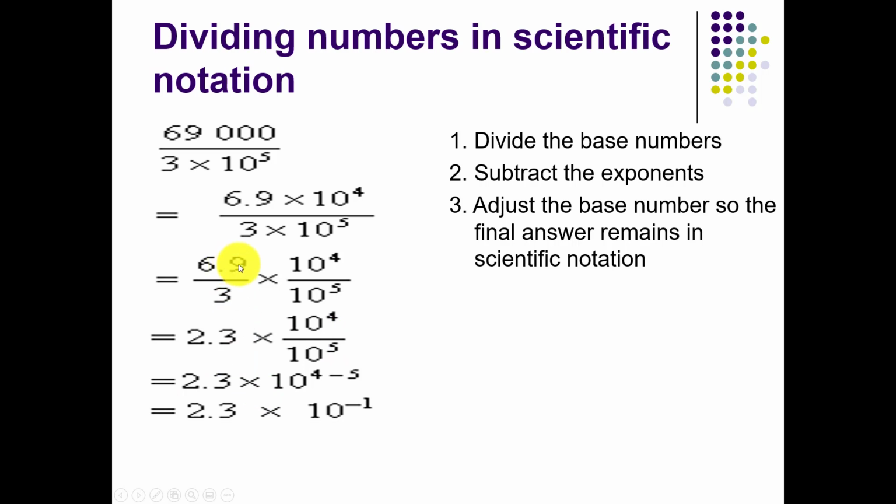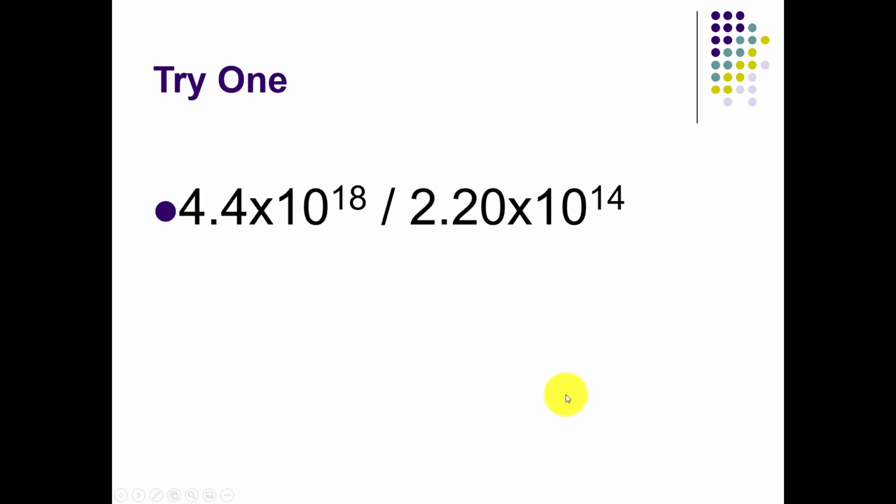So here, 6.9 divided by 3 is 2.3, and then you subtract your exponents, top minus bottom. 4 minus 5 gives me negative 1, 2.3 times 10 to the negative 1. So again, top minus bottom, very important there. So here's one for you to try. 4.4 times 10 to the 18th divided by 2.20 times 10 to the 14th. Go ahead and try that, pause this video, and then we'll see if you got it right.